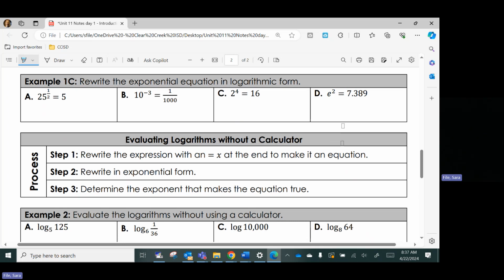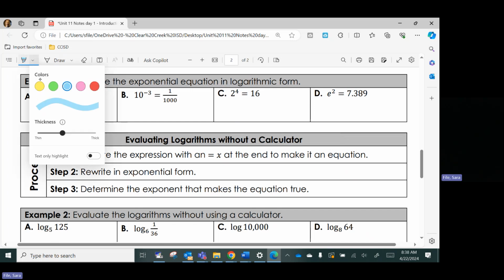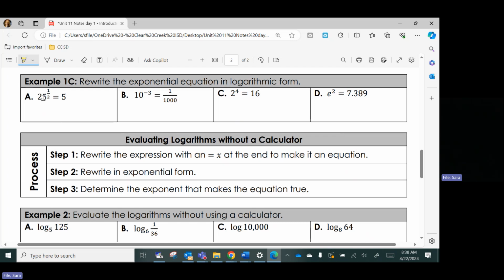All right, so let's do that in reverse. So now they're giving us the exponential equation and we want to write it in a log form. Okay, so the same rules apply. The same values are going to be used. So now this is my base of my exponential. So that becomes the base of my log.